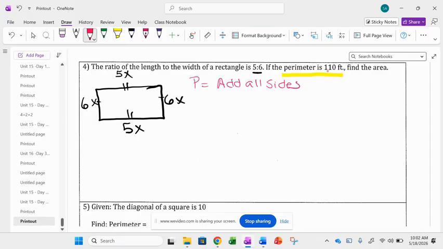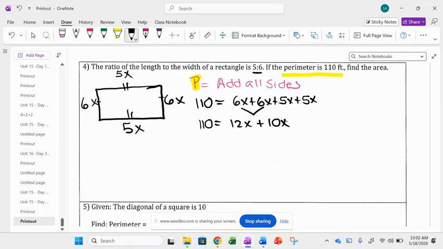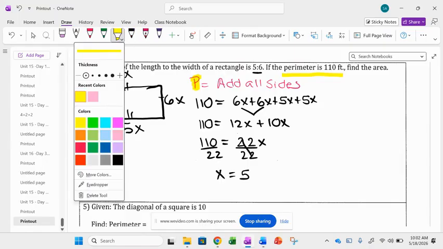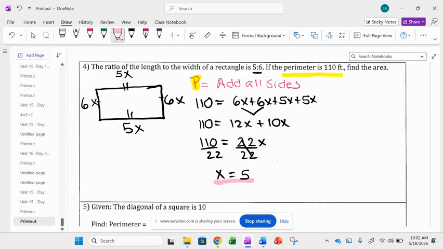So when we have our perimeter is 110, we're going to have 110 is equal to 6x plus 6x plus 5x plus 5x. So we're going to have 110 is equal to 12x plus 10x. So 110 is equal to 22x. Divide by 22, and we get x is equal to 5. Maya, what do you think I'm going to now do with this 5, that x is equal to 5?